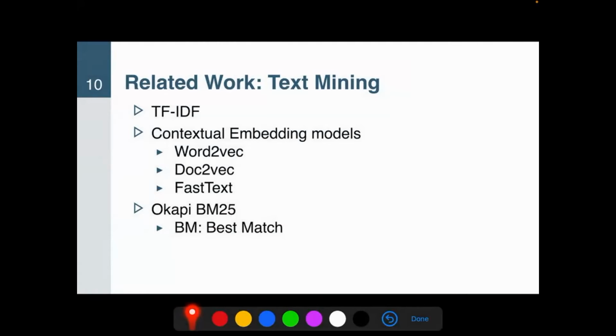The related work is about text mining. We will apply techniques like TF-IDF to an article, so we can extract keywords about this article. And to apply machine learning, we need to encode those keywords. The keyword embedding models we use are Word2Vec, Doc2Vec, and FastText. For matching keyword similarity, we use BM25. BM stands for best match.